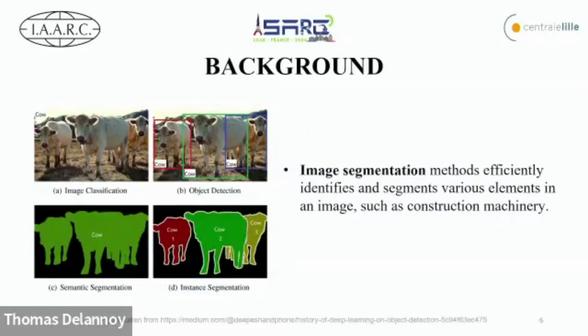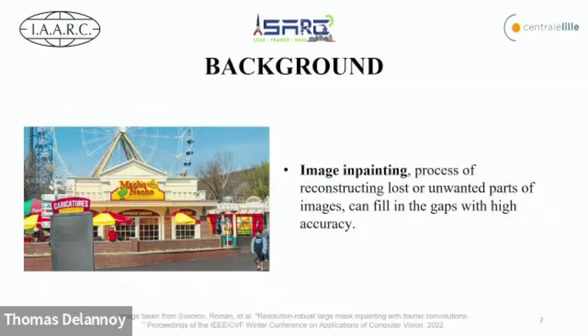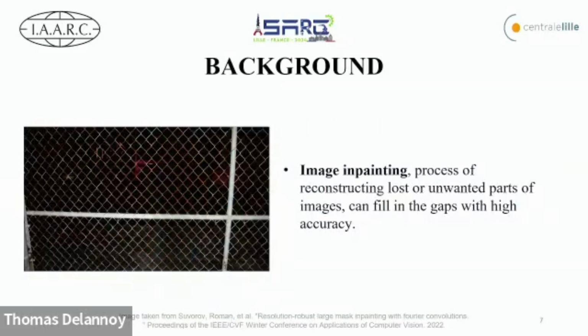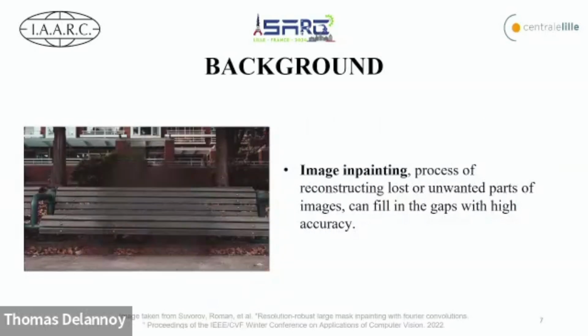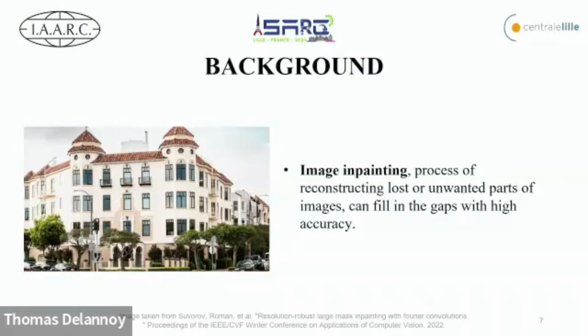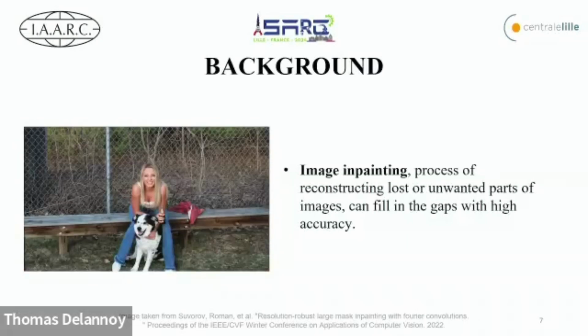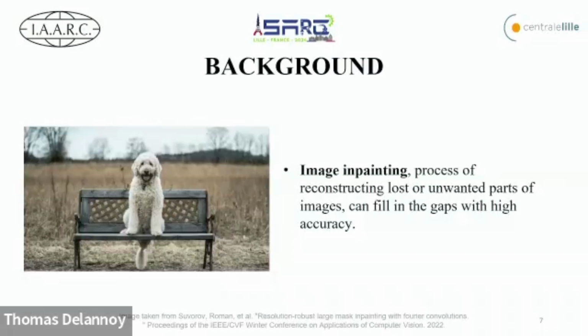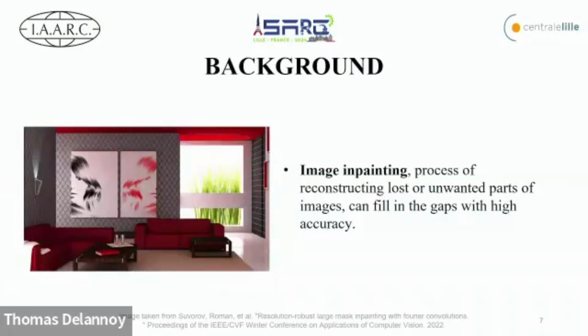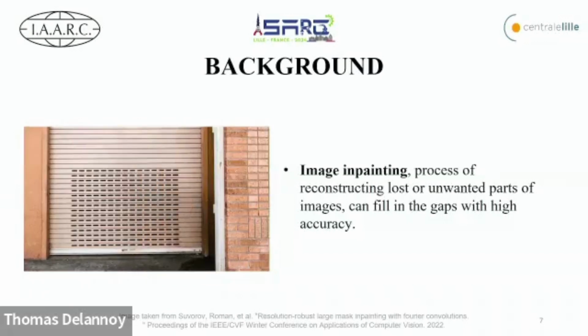Also in the literature, deep learning based image segmentation efficiently identifies segments. So why don't we use it for construction machinery? And image inpainting, defined as the process of reconstructing lost or unwanted parts of images, can efficiently fill the gaps with high accuracy. Therefore, our idea is first to segment the construction machinery in the images, then inpaint them, then create the 3D reconstruction of those construction areas. Let me show the flowchart of our method.